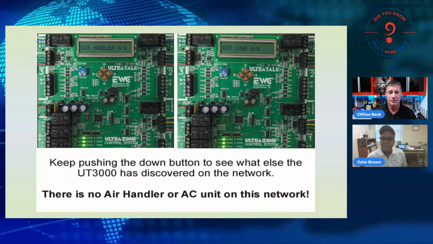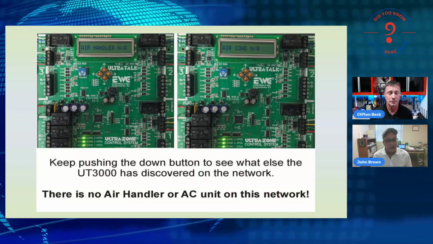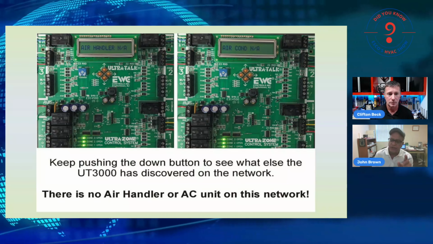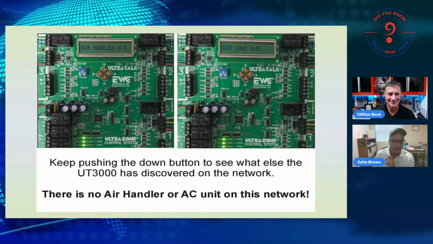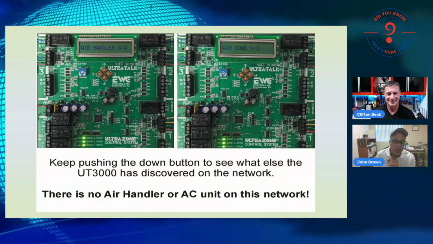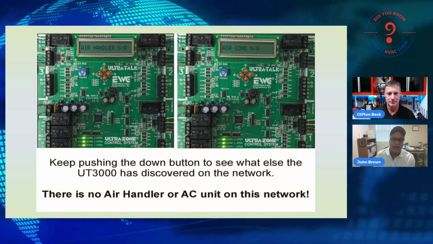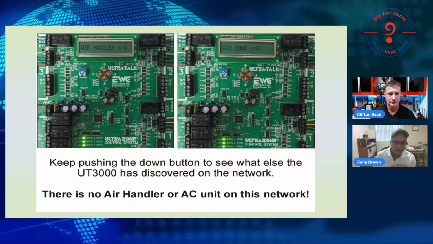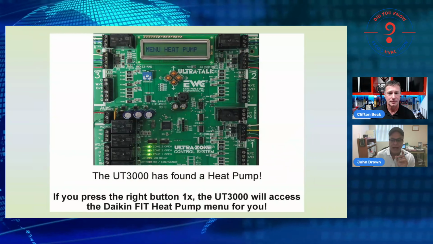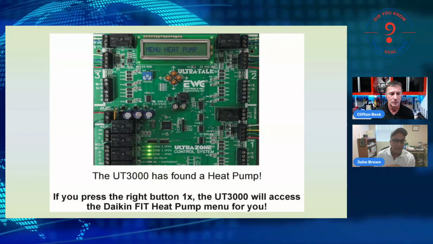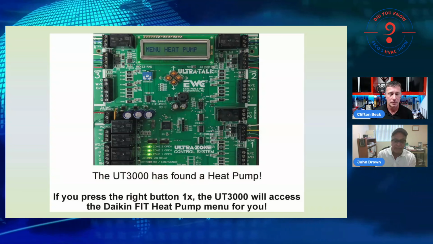Exactly. So we saw the furnace, but we don't want to access the furnace. We want to access the outdoor unit. So you keep hitting the down button and it will show you what is not on the equipment network. There is no air handler. Of course not. We found a furnace, so there is no air handler. There's no air conditioner. So we keep hitting the down button. And lo and behold, we found a heat pump. The UT-3000 found a furnace and it found the heat pump.